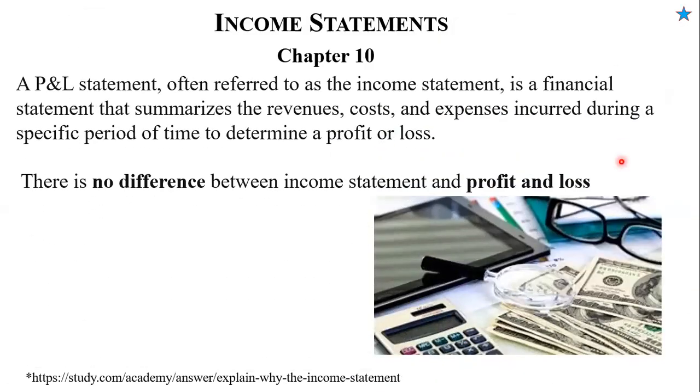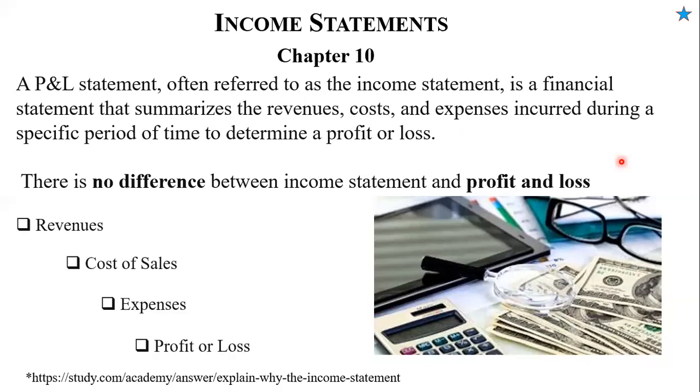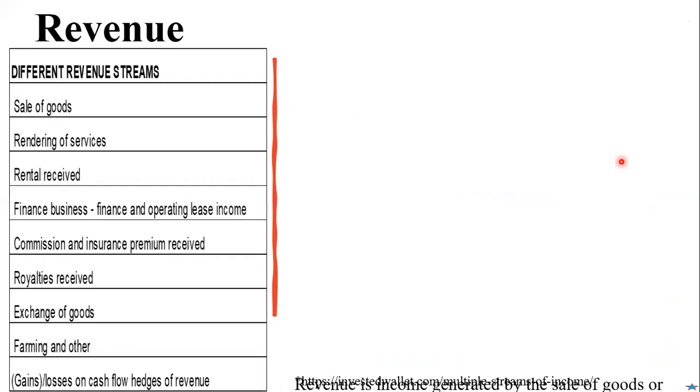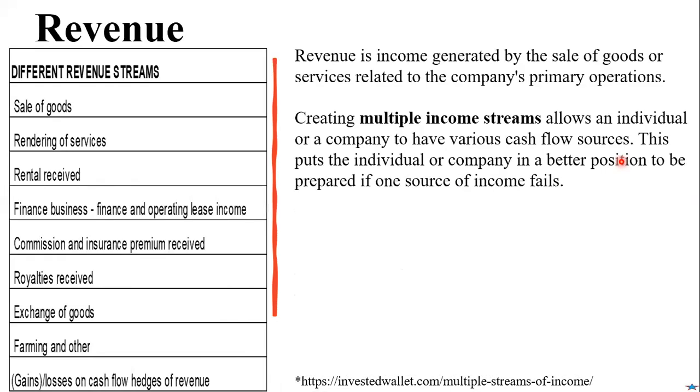Okay, let's move on to the next one, and that is the income statement. We had a look at it briefly, but let's look at it in more detail. It reflects the revenues, cost of sales, the expenses, and then it produces a profit and loss. Revenue. It's the income generated by the sale of goods or services relating to the company's primary operations.